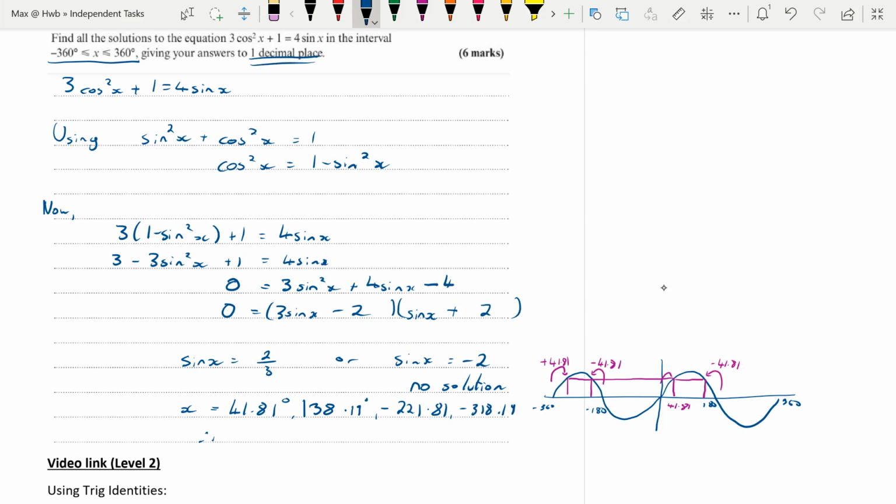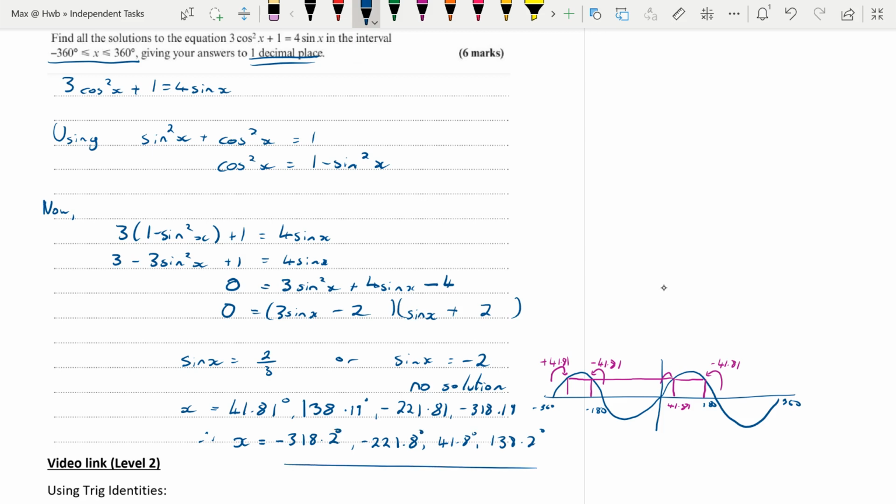Now it has asked for 1 decimal place. I normally find all my solutions to another degree of accuracy, so 2 decimal places, and then I round them afterwards just in case. Generally, when we do our final answer, we write them in order, smallest to biggest. So minus 318.2, then minus 221.8, 41.8 and 138.2. And again, I'm just going to put my degree sign on to make sure it's clear.